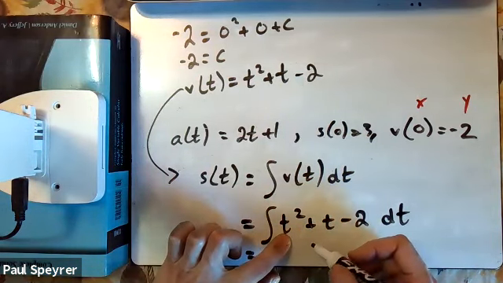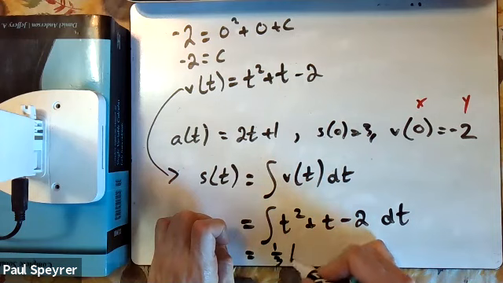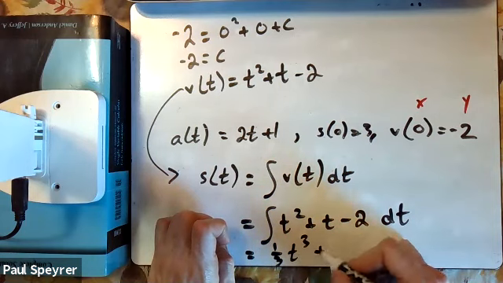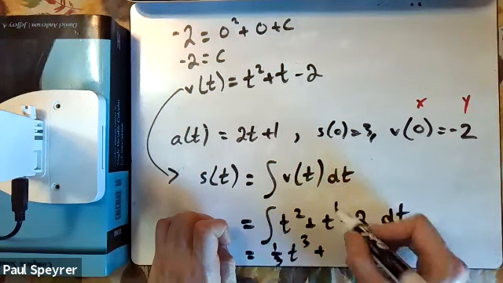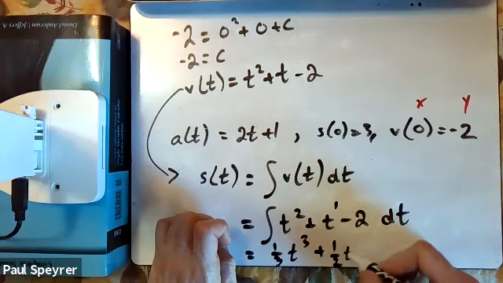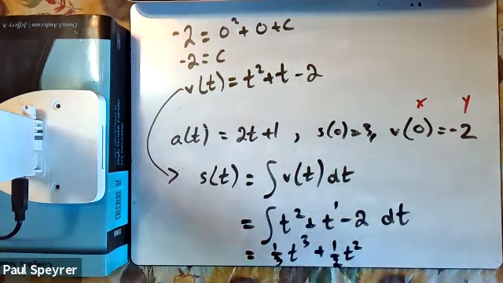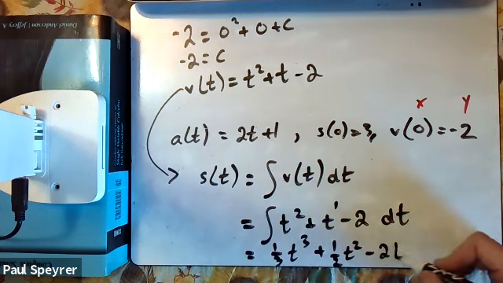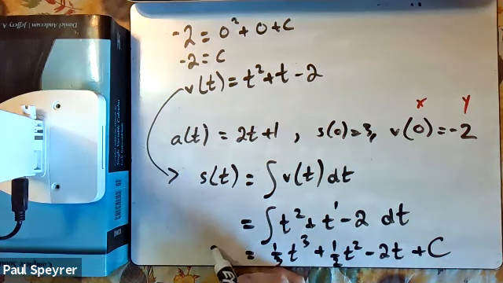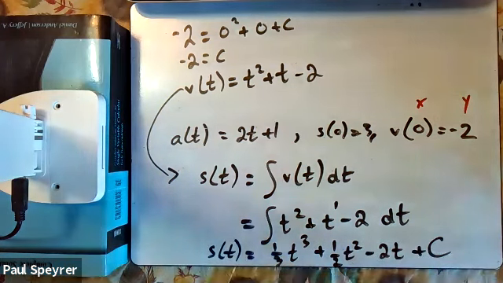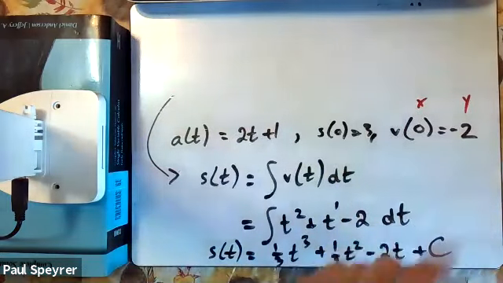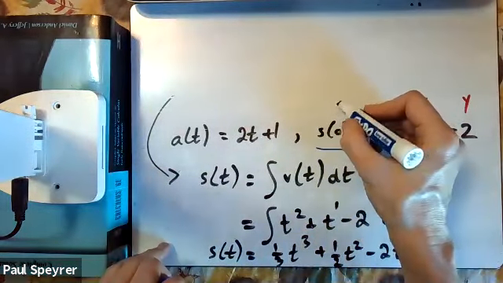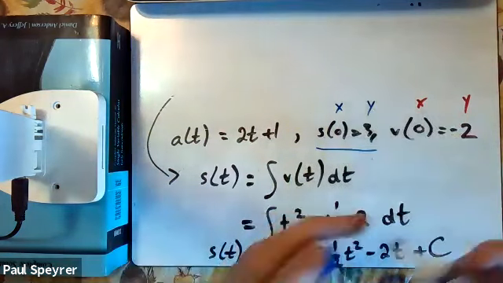All right, so what is the antiderivative of all that stuff right here? Well, the antiderivative of t squared is 1/3 t cubed, plus, what's the antiderivative of t to the first? That's 1/2 t squared, or t squared over 2, it's the same thing. And then what's the antiderivative of negative 2? It's negative 2t. And then we also need our plus c. So this is what s of t is equal to. Now we need to figure out, what is this c component going to be? Well, how are we going to do that? Well, we're going to use this one, right? This is going to be the x, and this is going to be the y this time.